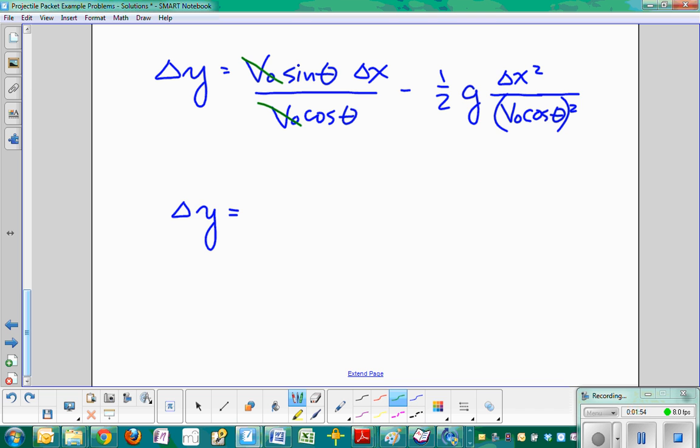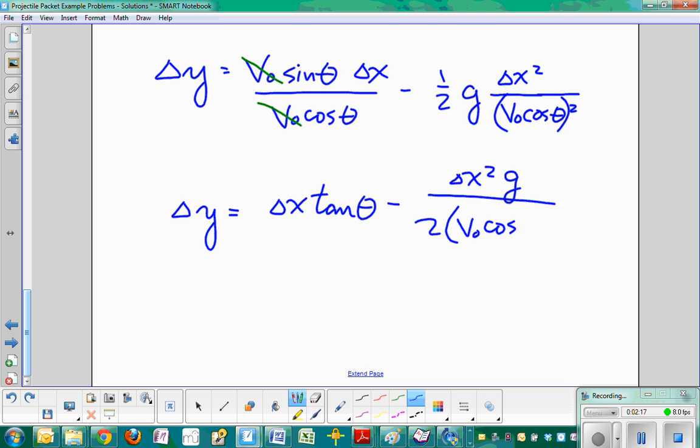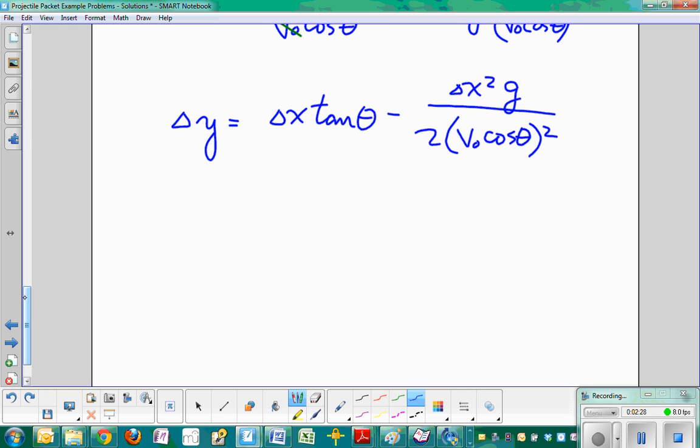All right, so then we can simplify this to say delta y is equal to, the v naught y's cancel here, and then sine theta over cosine theta is tangent theta. So we could say delta x tan theta minus 1/2 g, or let's just make this a little simpler looking. We can say delta x squared g over 2 v naught cosine theta squared. Okay, so that's just algebra teacher simplification. That's the kind of stuff you do in math class. Pretty straightforward. And then we just plug in all our stuff, and we get delta y.